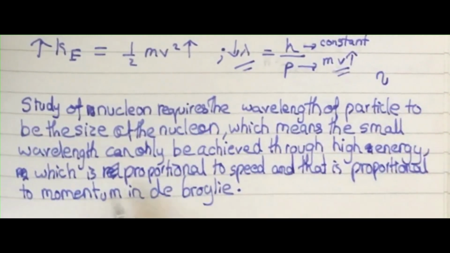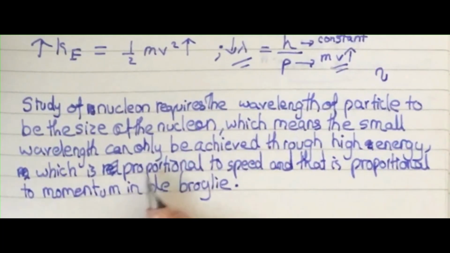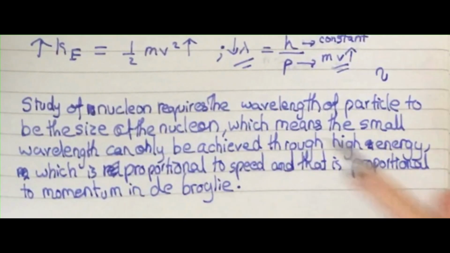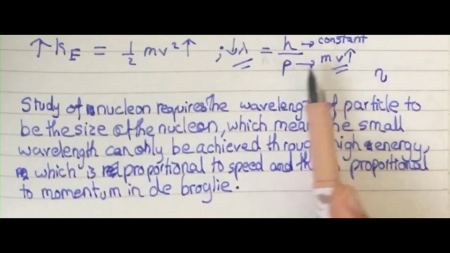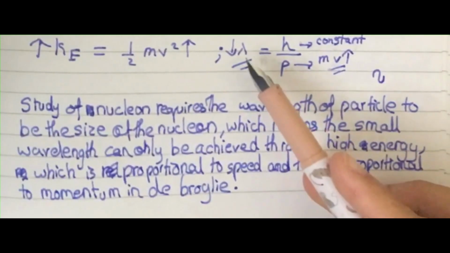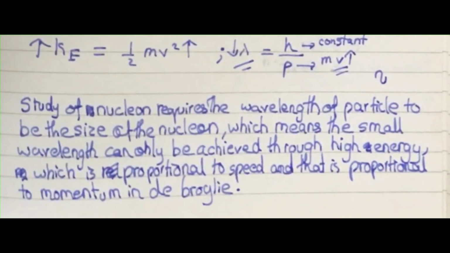To achieve a small wavelength, you have to have high energy, which is proportional to velocity or speed, and the speed is proportional to momentum in the de Broglie formula, which means you will have less wavelength, right? You can write it in your own words. I have written it in my own words, and this is the final answer.